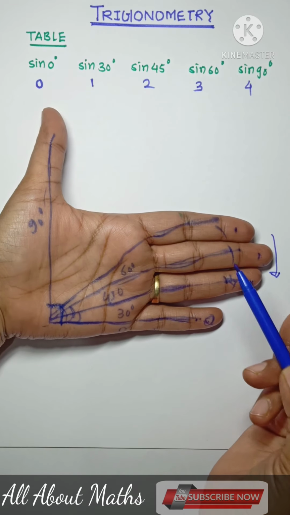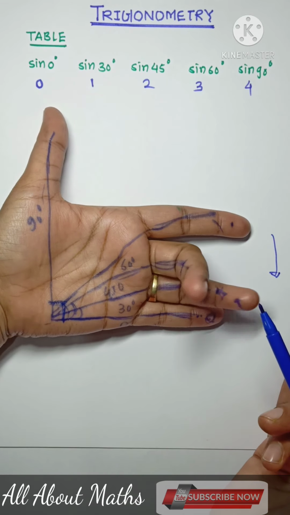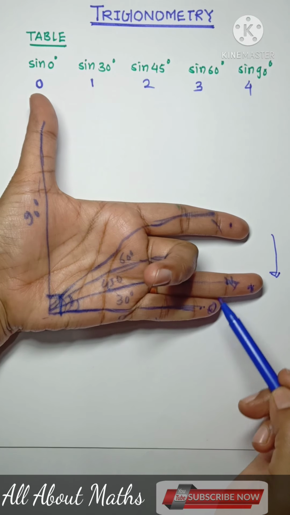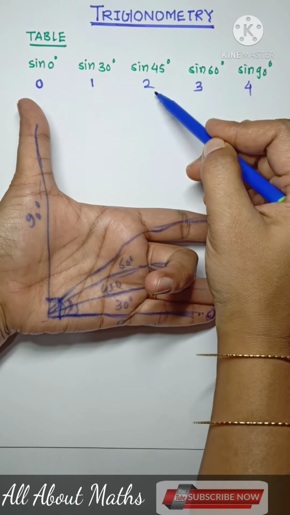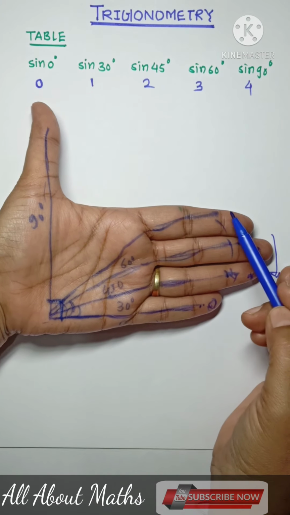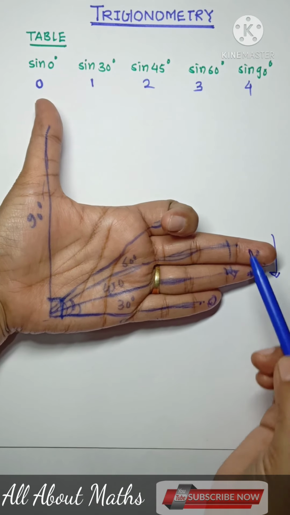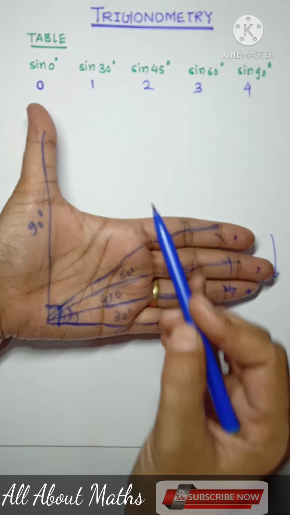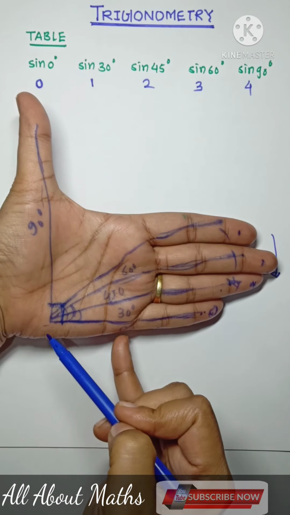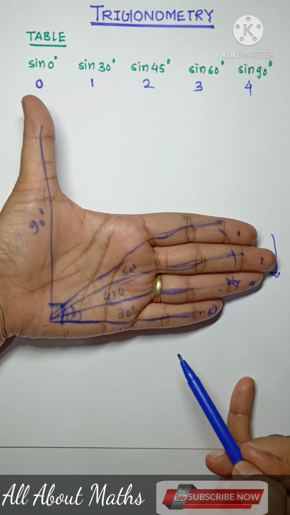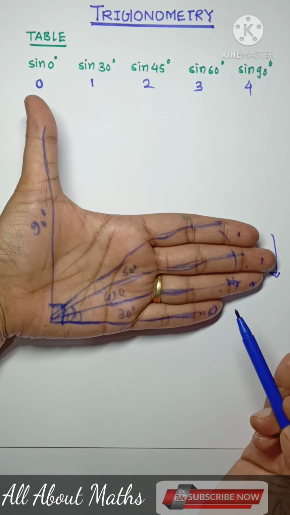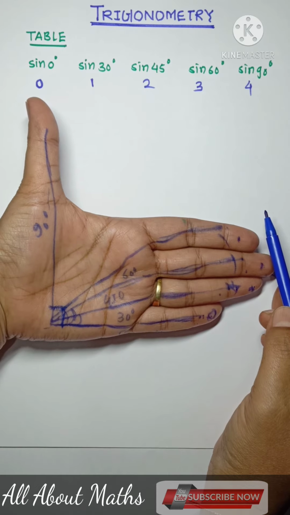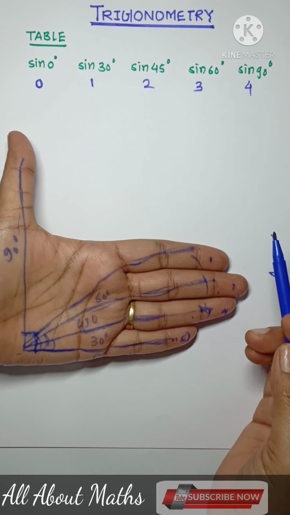For sin 45, this is 45, right? How many fingers are left over here, 1 and 2, so we wrote 2 over here. For sin 60, just fold this, how many fingers are left over there, 1, 2 and 3. For sin 90, how many fingers are left over there, 1, 2, 3 and 4. So we have written 4 over here. Okay, everyone understood till here?